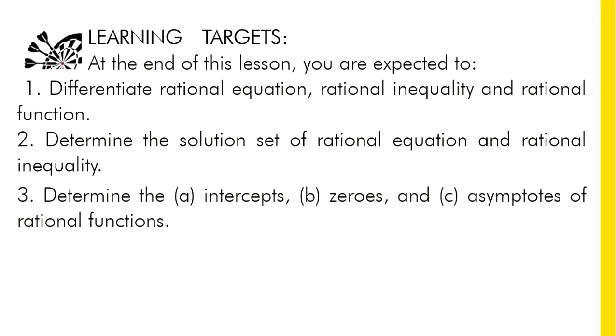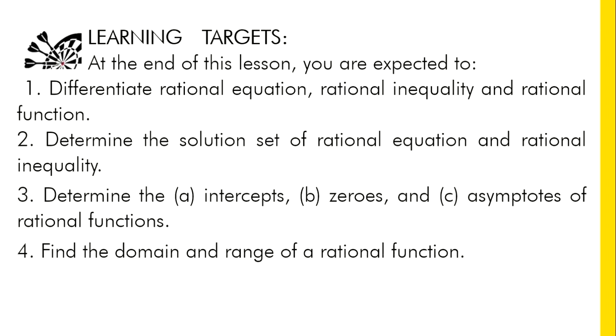Then number three, determine intercepts, zeros, and asymptotes of rational functions. Number four, find the domain and range of a rational function. Then number five, graph the rational function.